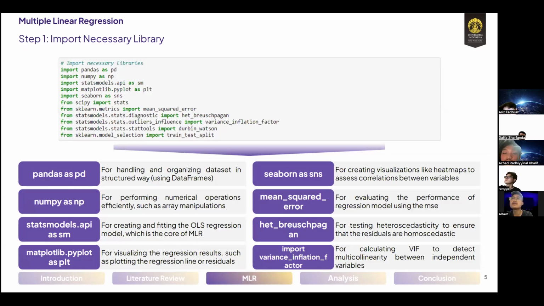First we import some necessary libraries like Pandas, NumPy, Statsmodels, Matplotlib, and Seaborn. And then we also import mean squared error and variance inflation factor. Next, please.